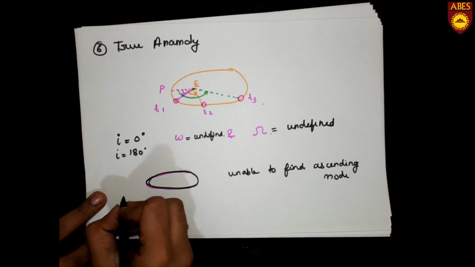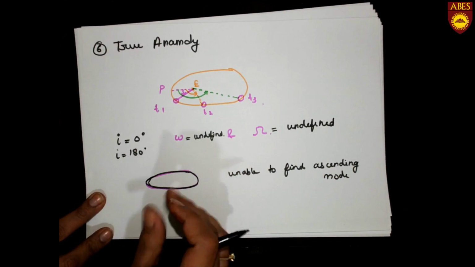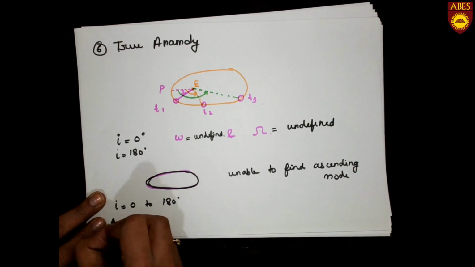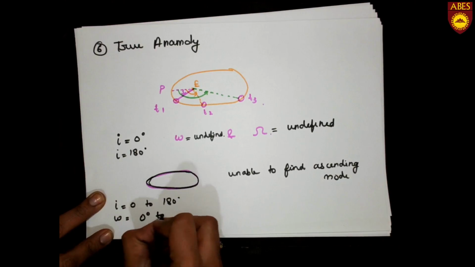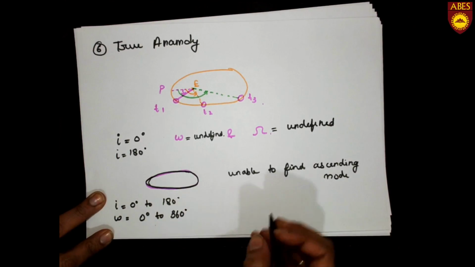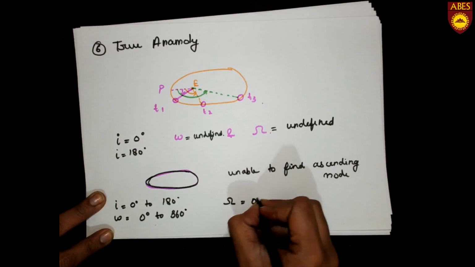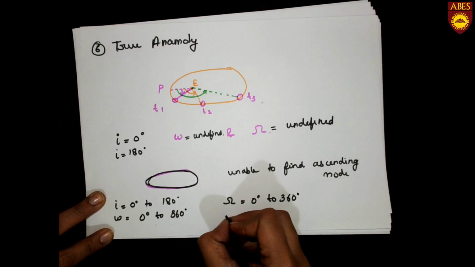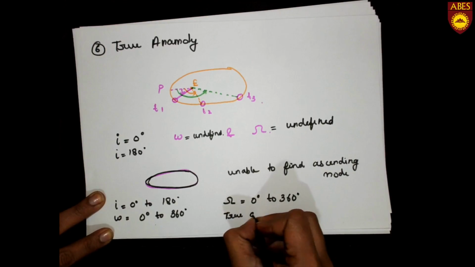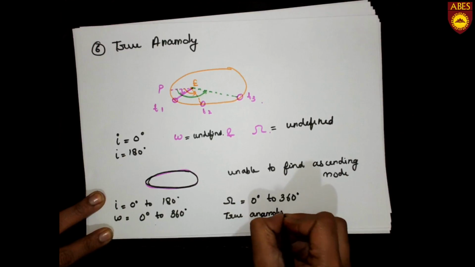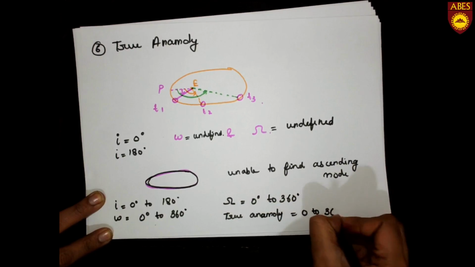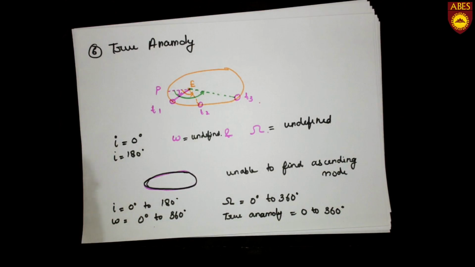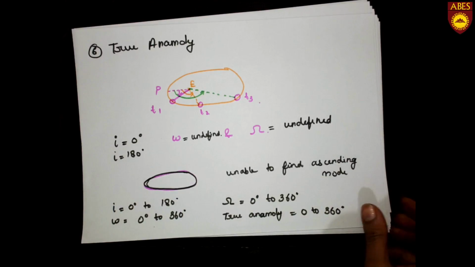After this, I will tell you the ranges of all the angles. The range of inclination angle is from 0 to 180. Range of omega is 0 degrees to 360 degrees. Range of capital Omega is again 0 degrees to 360 degrees. And true anomaly also ranges from 0 to 360 degrees as it is moving all round. So these are the actual orbital parameters and their definitions.